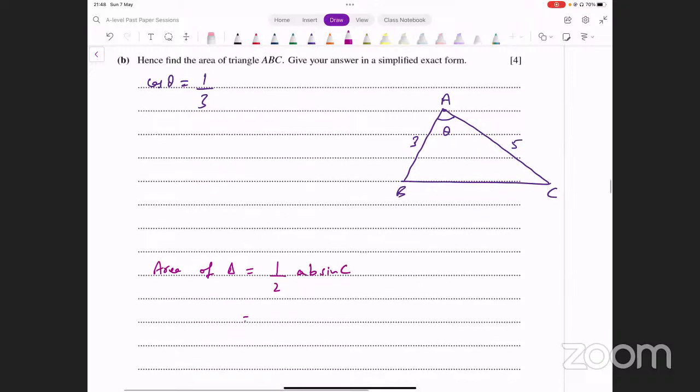We have two sides, 3 and 5. All we need is the angle of the vertex between these two sides, sine of theta. What is that going to be? We need an exact value for this. ये नहीं कर सकते कि इससे हम cos inverse निकालें पहले, because cos inverse जो है वो exact नहीं आएगा आपके पास.